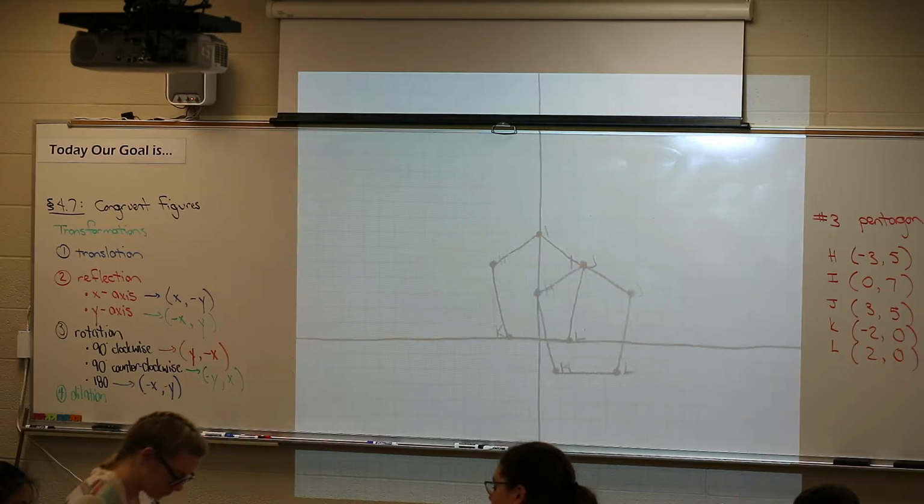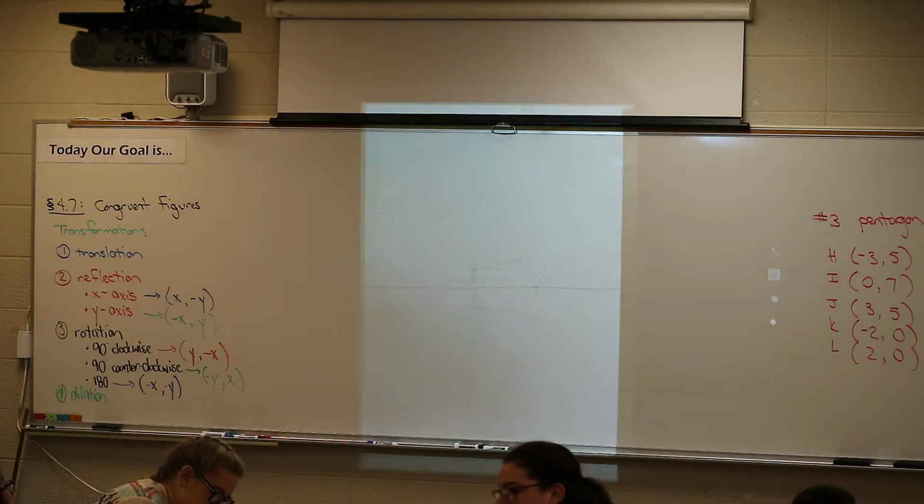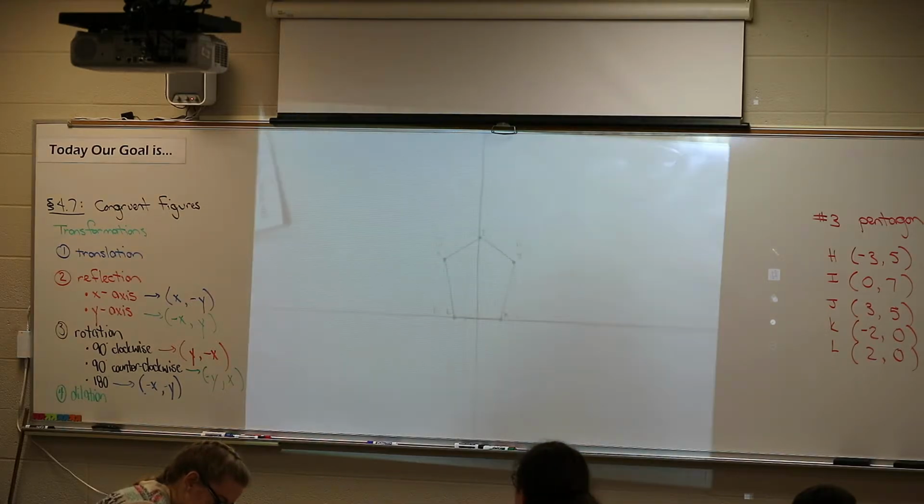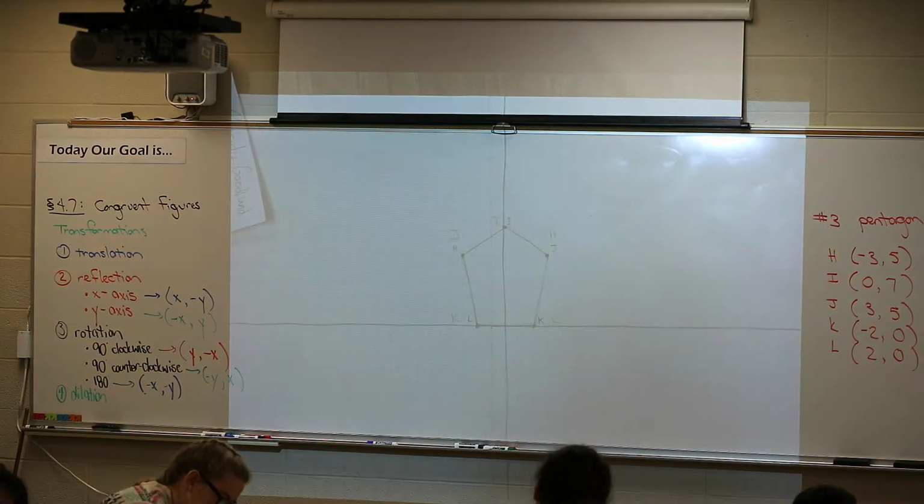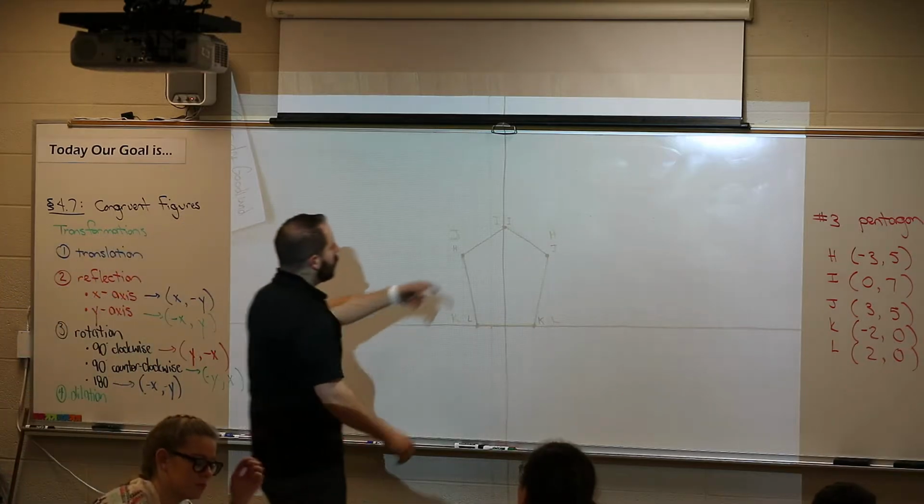Okay, now let's go to another group that I skipped over. Let me turn this over. I think I have it upside down. Yeah. There we go. All right. I believe this is the first group, right? All right, what did you guys have to do? Translation. Now, what was the exact rule you had to do to your original picture? Down two, right three.